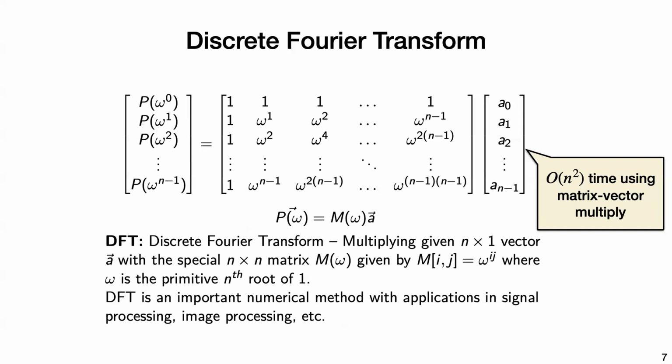The point of the FFT, at a very high level, is that this matrix has some special structure, which we will go into, and because of that structure you can reduce the running time from n squared down to n log n.